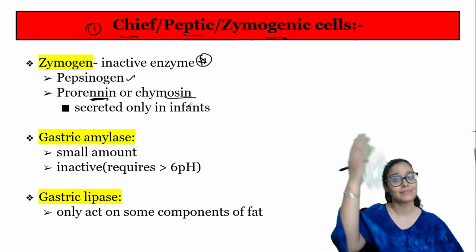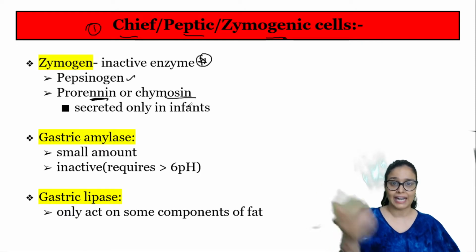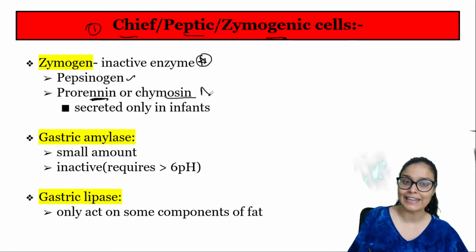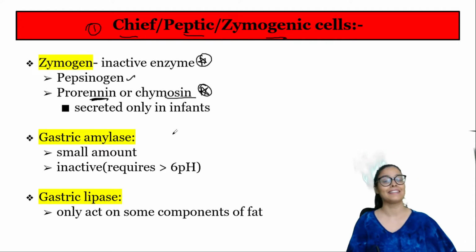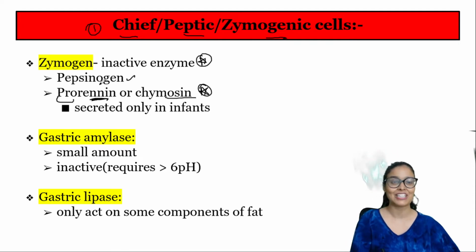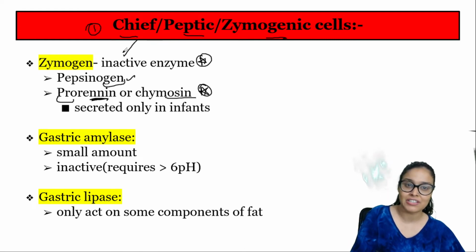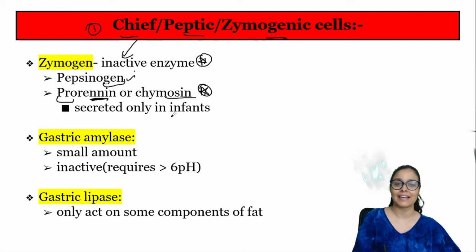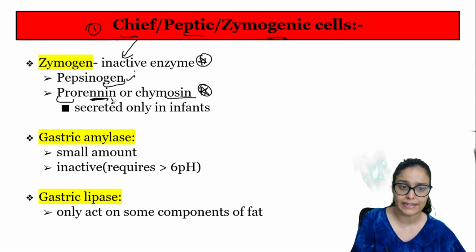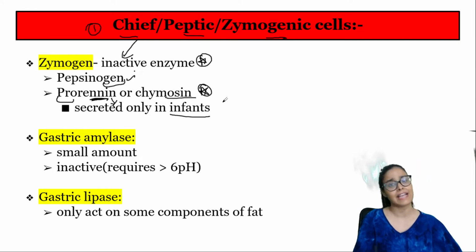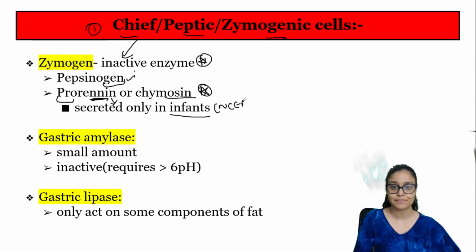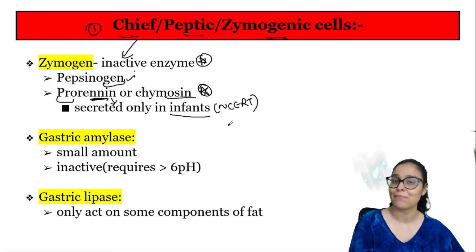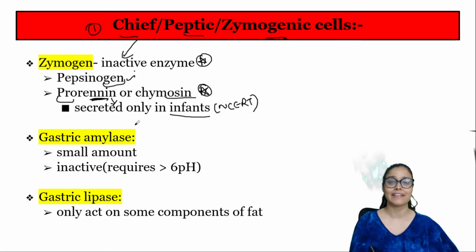This is an enzyme, and that is the hormone that we will be seeing. Prorenin or chymosin is basically the same thing. Pro means inactive, gen means inactive, so it secretes inactive enzymes. The chief cell secretes zymogens, meaning inactive enzymes, and this prorenin is secreted only in infants as per our NCERT, that is, babies less than 6 months of age.